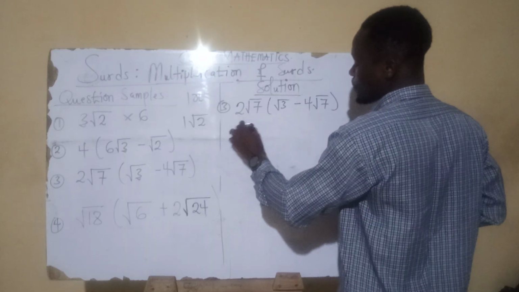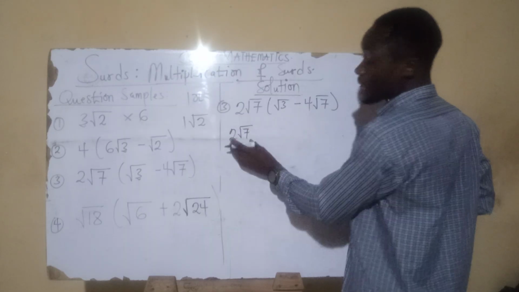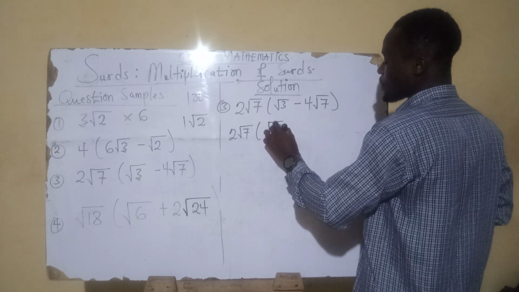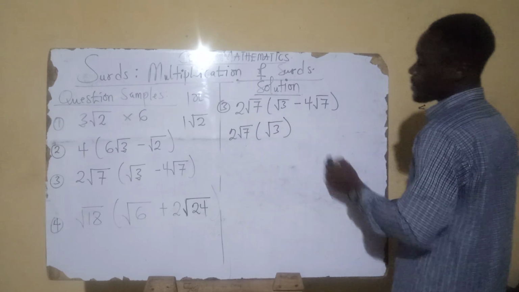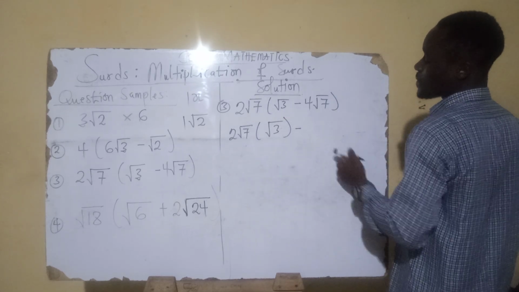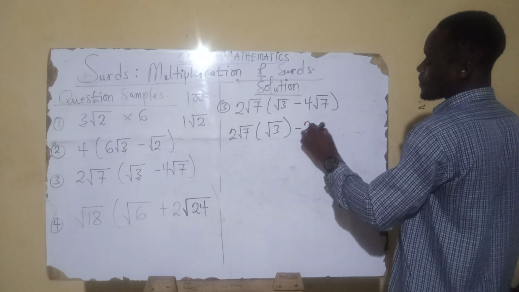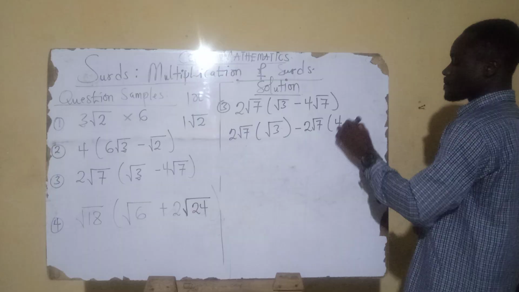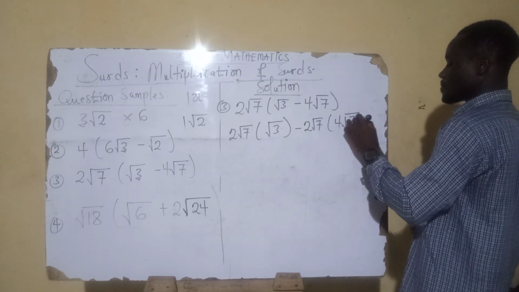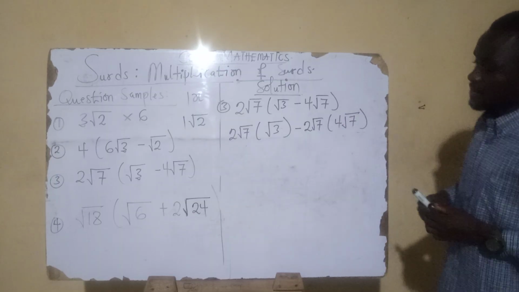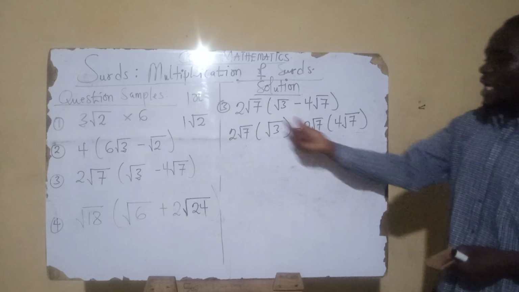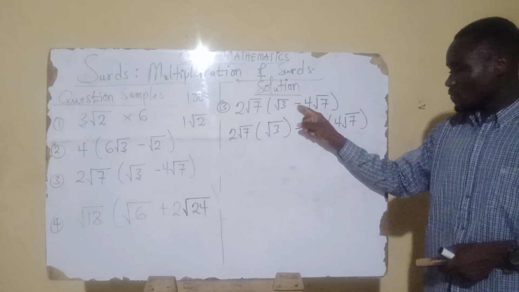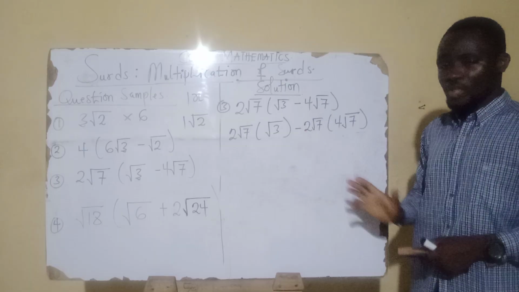Now we have 2 root 7. That is a simple surd multiplying the first surd, that is root 3, minus this one comes. You take charge of that. So I have 2 root 7 multiplying this. I believe you are following. Yes. So that is how it is taking charge. This will take charge of this. This will take charge of this. And be careful with the sign in between. I believe it is clear.